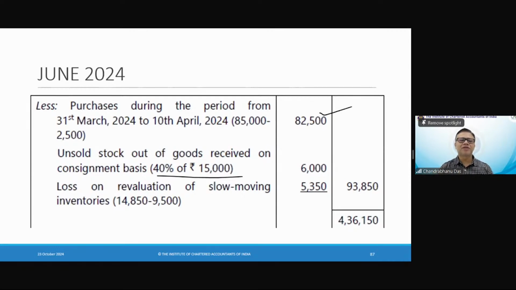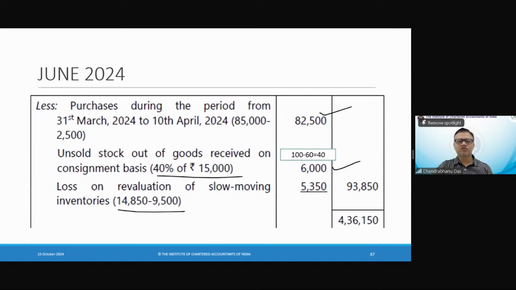So what happens? 60% were sold, so 40% of goods are now unsold. 15,000. So 40% has to be freshly recorded into the inventory. That has already been recorded there on the 10th April, so it has to be deducted. So 100 minus 1640. So this 6,000 has to be removed from this to arrive at your opening stock.